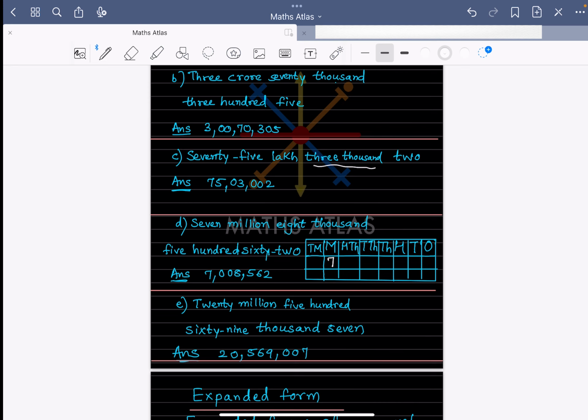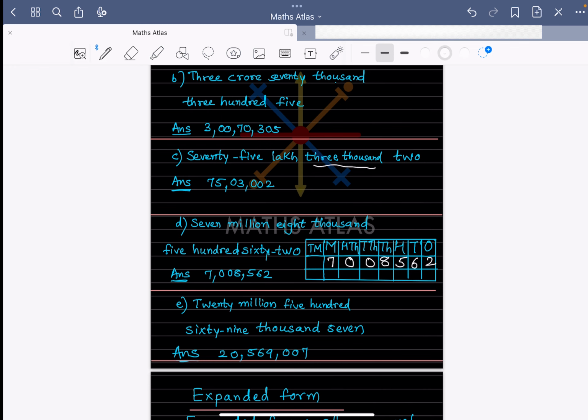Then what did they say? 8,000. 8,000 means 8 should be here. Then 500, so 5 should be at 500, and 62. So now what happens here? Again, you can see there are two blanks over here, so you are going to put 2 zeros here. Since this is in million, you are going to put 3, 3 and so on. Hope this is also clear.